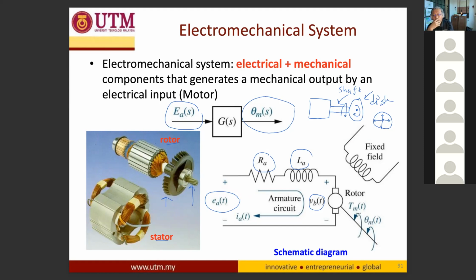Okay, the torque, that is the rotational force. It rotates the shaft with the angular displacement theta M, and on top of that we have a fixed field circuit, which will induce the rotor to rotate accordingly.